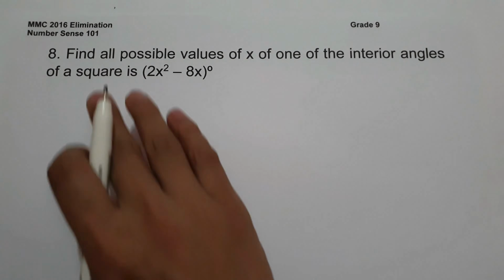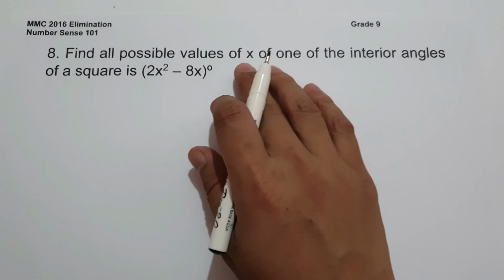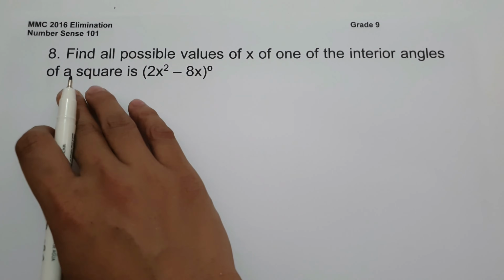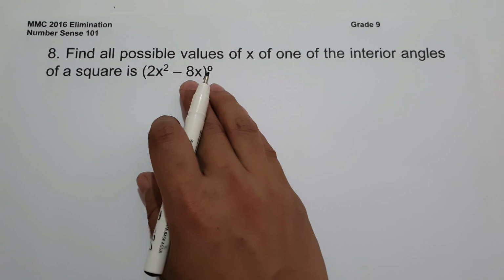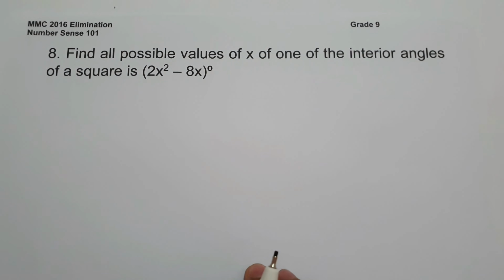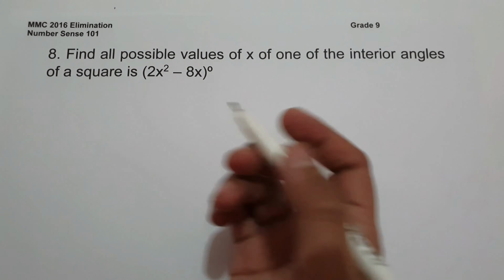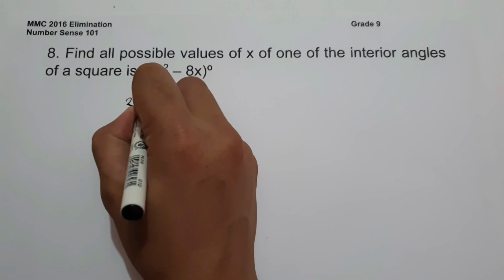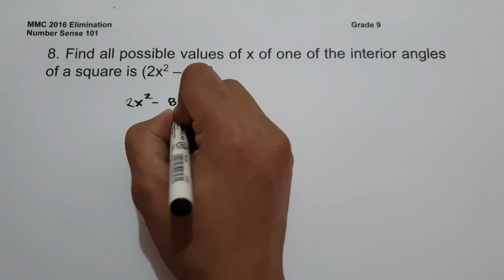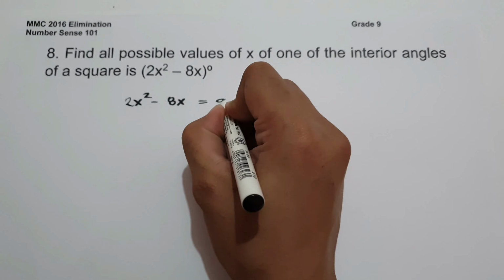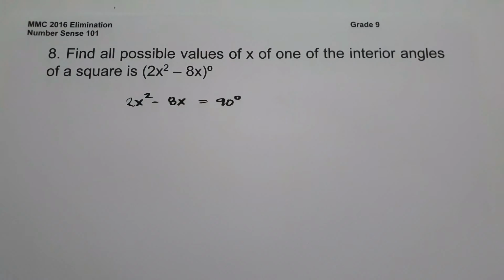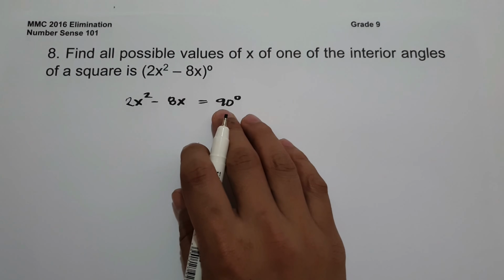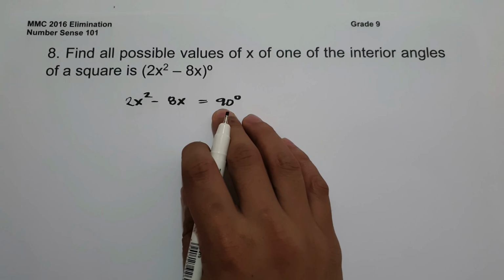On number 8, find all possible values of x if one of the interior angles of a square is 2x squared minus 8x degrees. So to find the values of x, we are going to have 2x squared minus 8x equals 90 degrees, because all of the angles of a square are equal to 90 degrees.